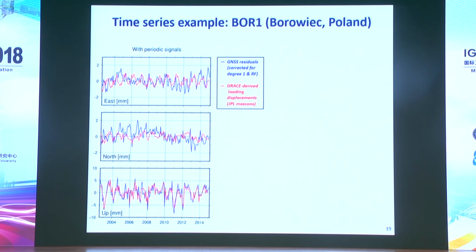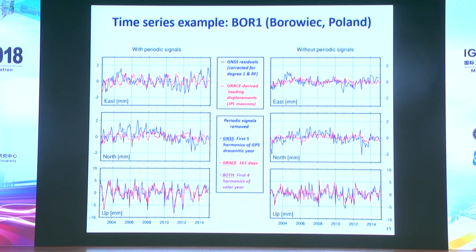But since we're interested in the background noise only, let's remove all those periodic signals and look at the residual variations. We can observe a quite nice correlation here between the GRACE and GNSS time series in vertical. There seems to be some correlation as well in horizontal, although the GNSS time series are clearly more scattered than GRACE-derived loading displacements.